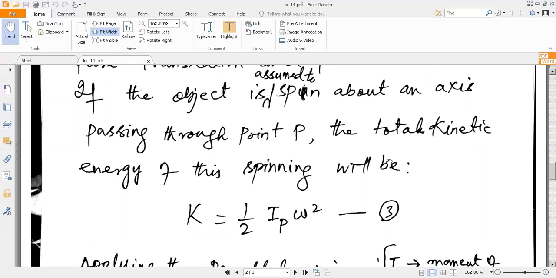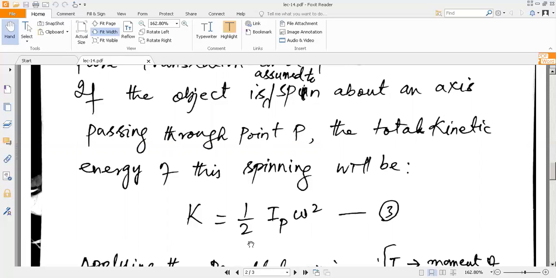If the spinning motion is taken into account, then the kinetic energy of the spinning object can be marked by an equivalent equation of K equal to half mv square in translational motion.